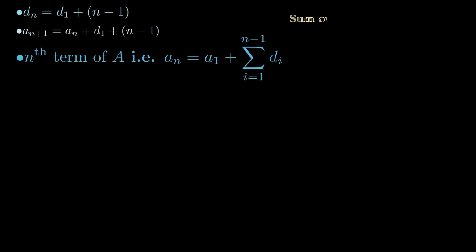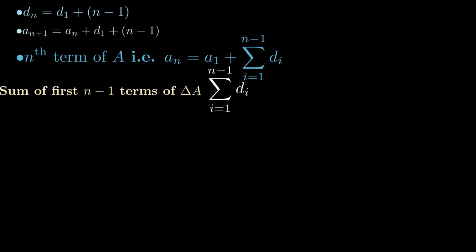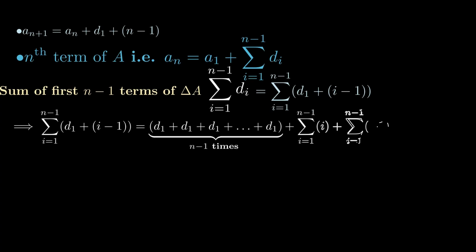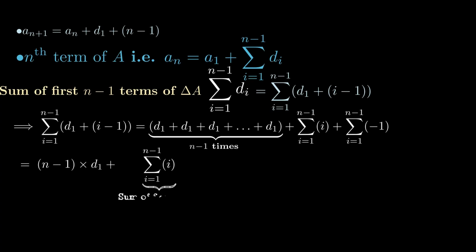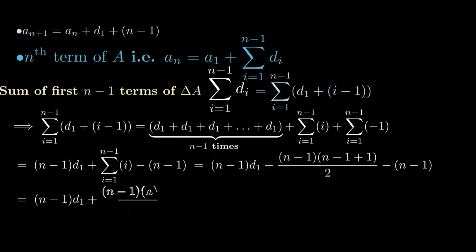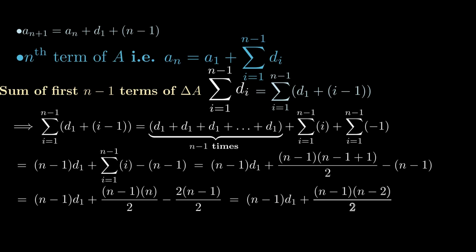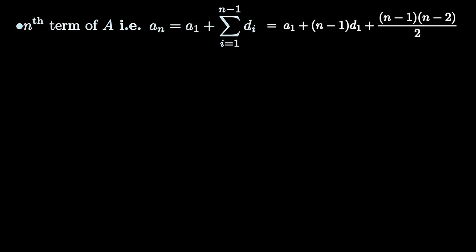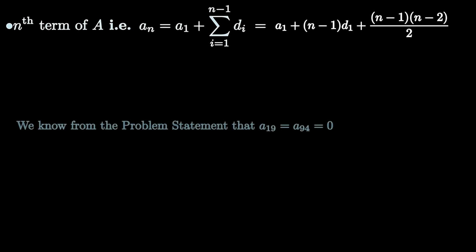Now, we have to find the sum of the first n minus 1 terms of delta A to proceed further. Here, we will substitute the equation we found earlier to calculate Dn. It equals the summation of D1 plus i minus 1. D1 and negative 1 being constant terms, we get n minus 1 times D1 plus n minus 1 times negative 1 plus the sum of the first n minus 1 natural numbers. Finally, it will simplify to n minus 1 times D1 plus n minus 1 times n minus 2 divided by 2. Now, An equals A1 plus the expression for the sum that we just found.